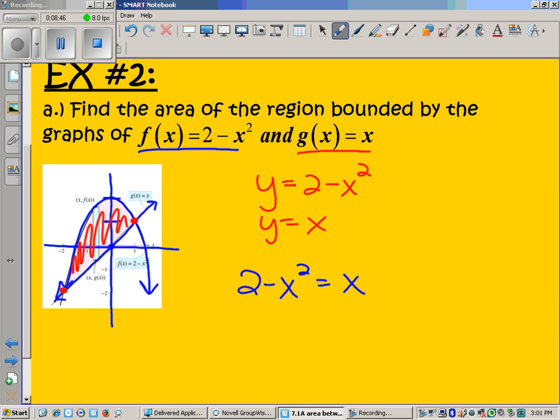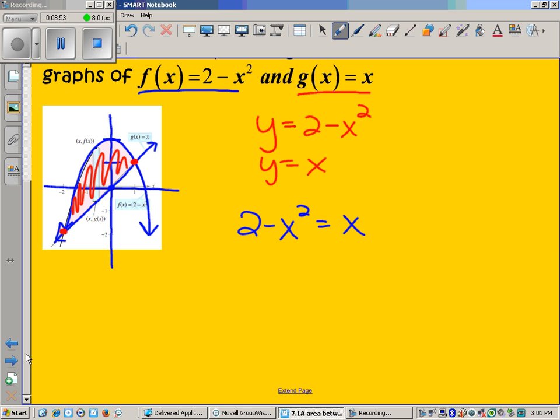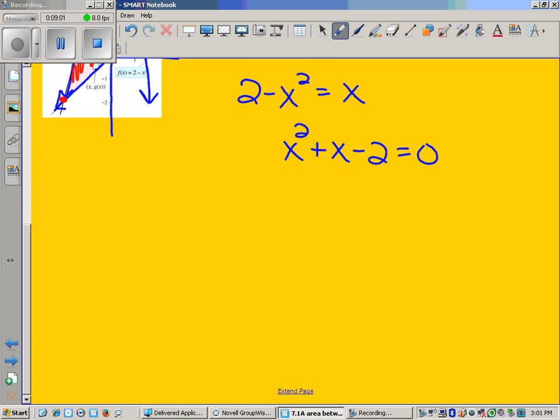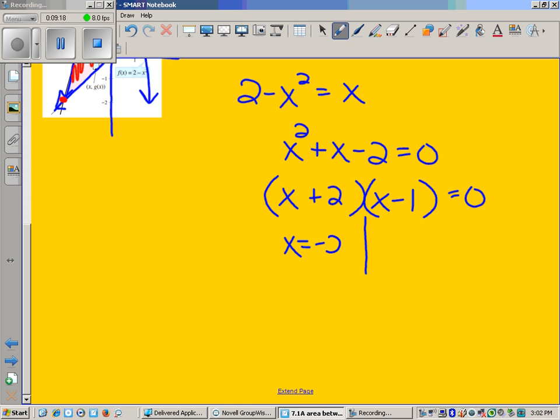If I have this equation, 2 minus x squared equals x, the only way that I can solve it, since it's a quadratic, is by trying to factor. Hopefully it factors. I'm going to move my x squared over next to my x, and move my 2 over, and let's factor it and see if we can get an x value. All right, what numbers multiply to -2 that when you add them together you get +1? Does +2, -1 work? So that means x equals -2 and x equals +1.